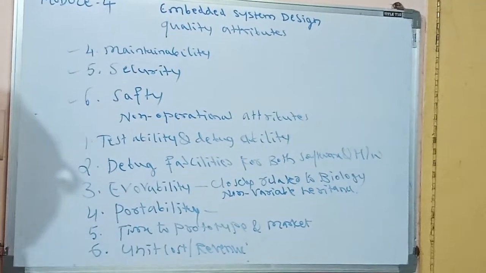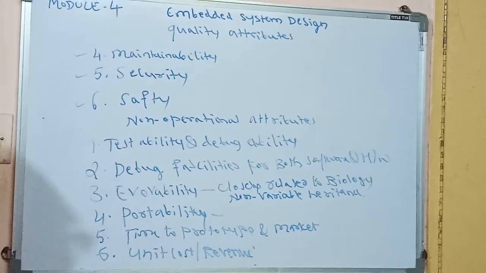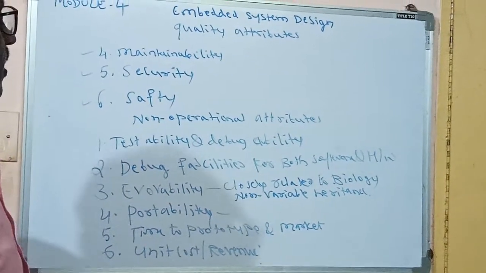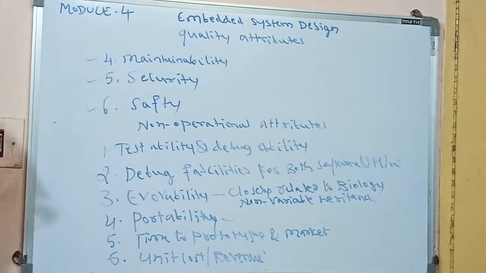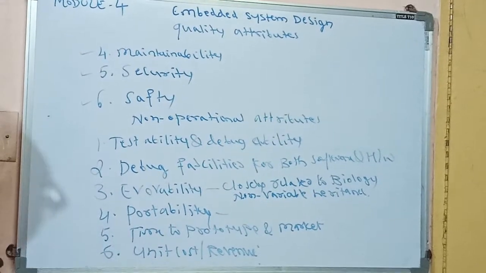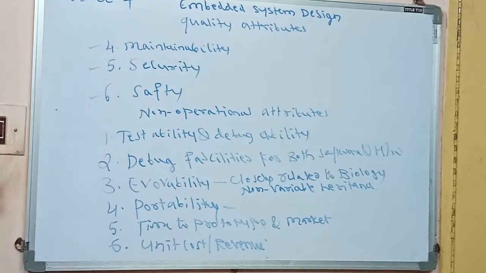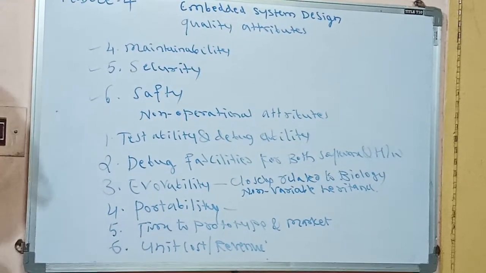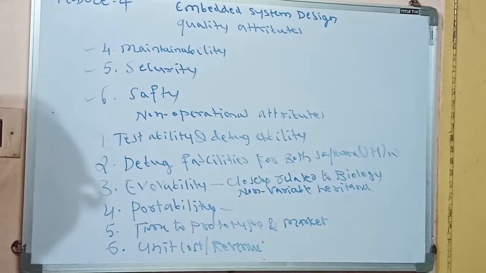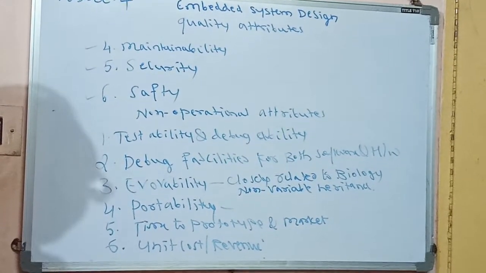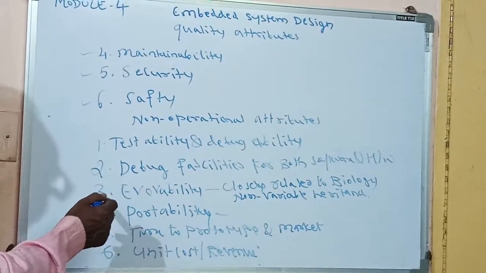And the third one is evolvability. Evolvability is closely related to biology, like inheritance. The continuous evolution is most important in embedded system design. And another most important attribute is portability. Portability, I already told, customers require compact size, effective cost, and lightweight. All these parameters are required. Embedded systems should be very portable.